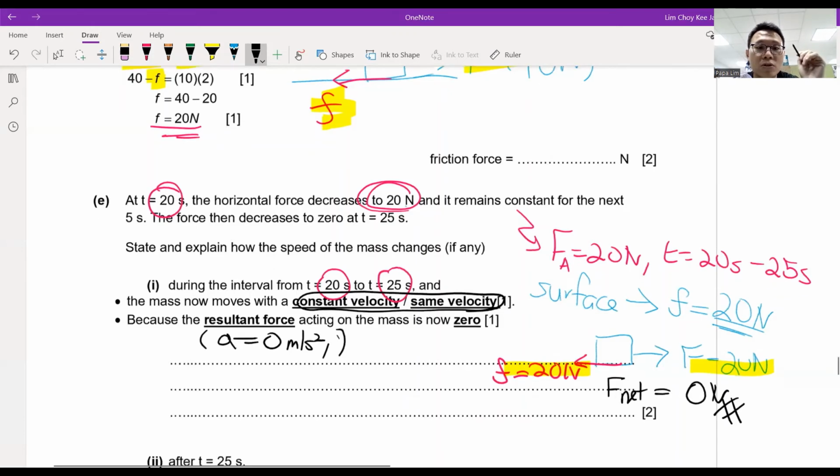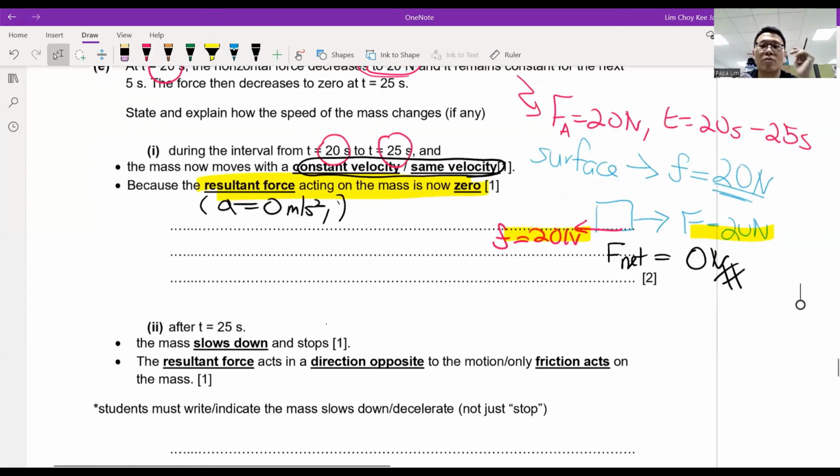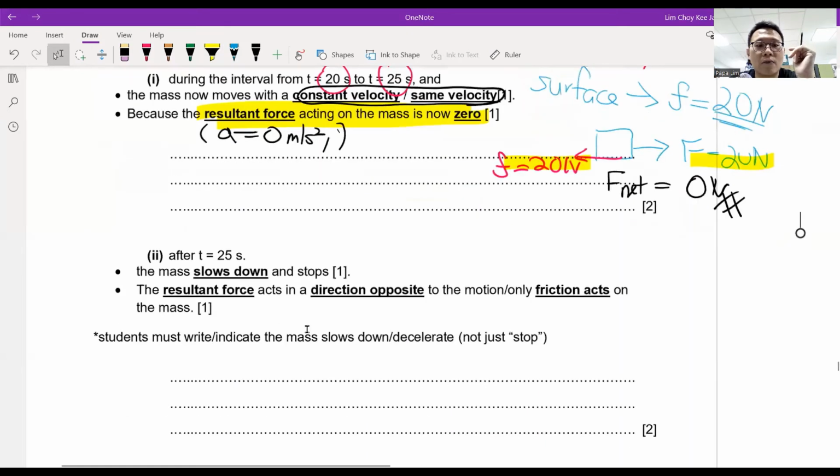So for this question, students have to be careful that when using the clues, you will be able to derive that the resultant force is 0. When it's 0, the object, which was originally moving based on the previous questions, part C and part D, will still continue to move at the same speed. That's what Newton's law describes. So you have to be careful what clues you are handling.